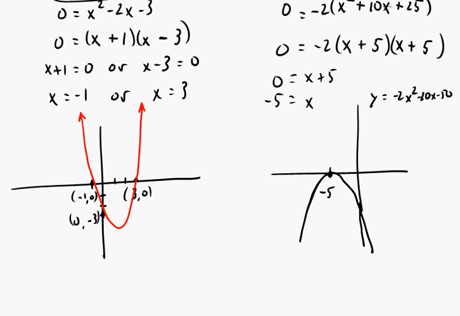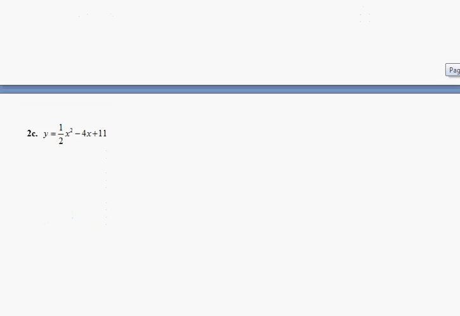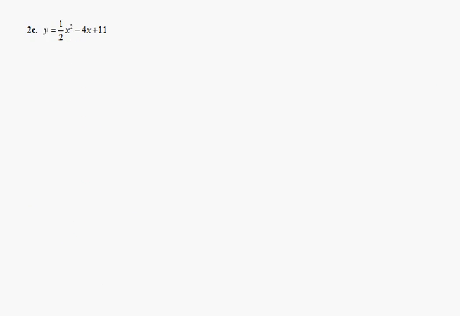In order to get an accurate sketch, it would be nice to figure out what this y-intercept is. This y-intercept must have an x-coordinate of 0, since it's on the y-axis. So if we go back to this equation, when x is 0, y would be -50. So that means that the y-intercept is negative 50, and our graph would look something like this. Now try part C. Again, determine the number of x-intercepts, and then make a sketch of the graph.